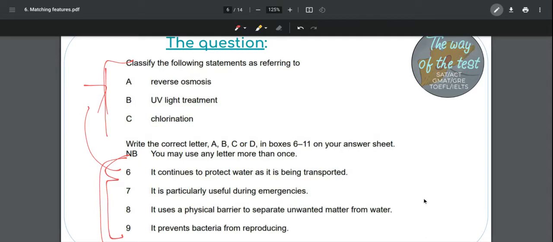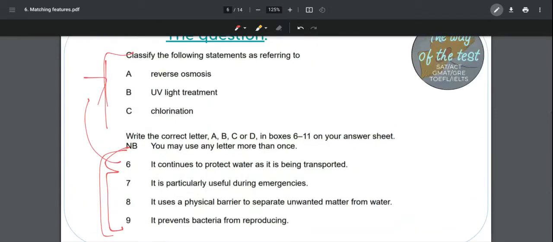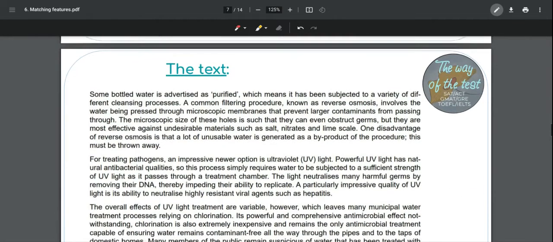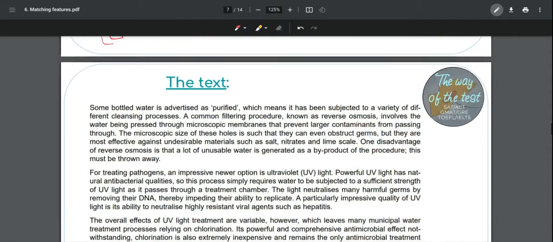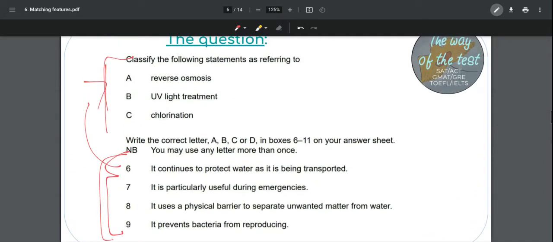Now, how are we going to apply the strategy here? Again, sorry, I'm going to give you some time to maybe screenshot or pause the video to see the question, and then some time to either screenshot or read the text. You can just pause the video. And then what we do is we find keywords. So we have these three. Remember, the keywords that we're going to focus on are on the letters here. So it's either reverse osmosis, UV light treatment, or chlorination.